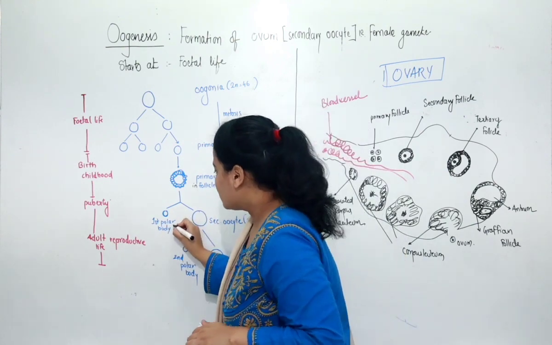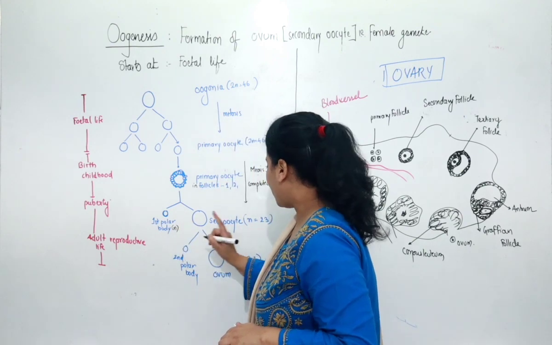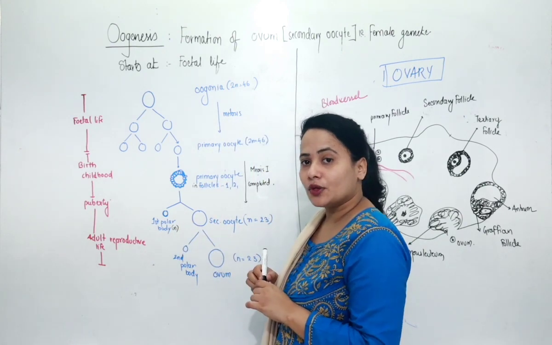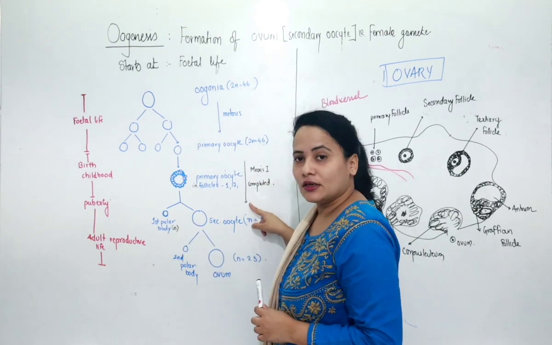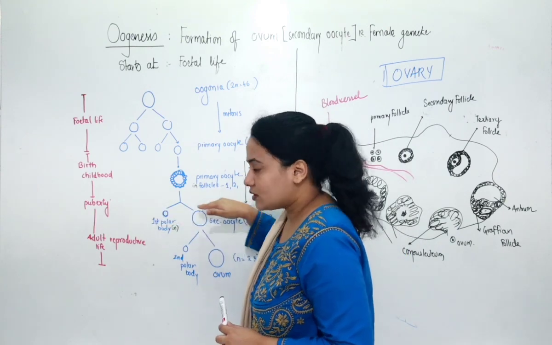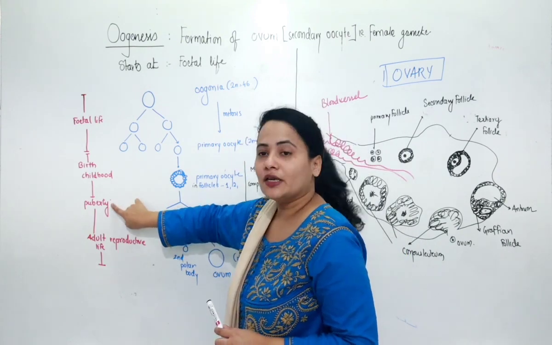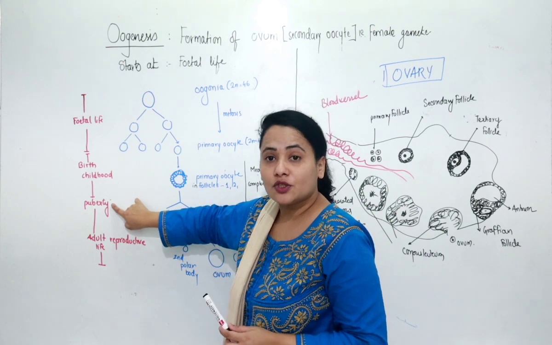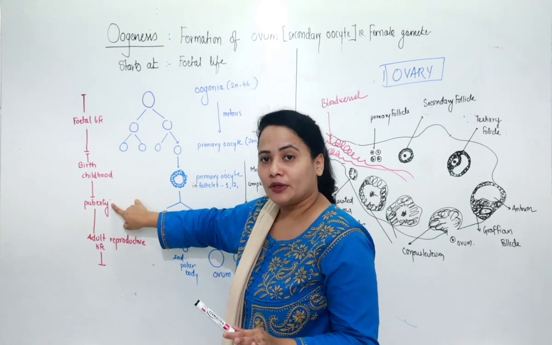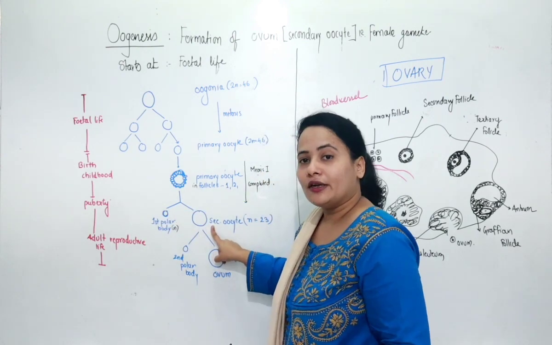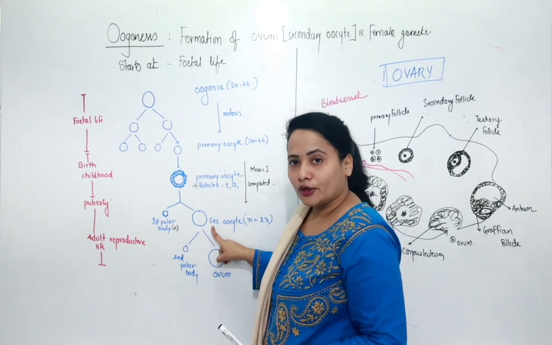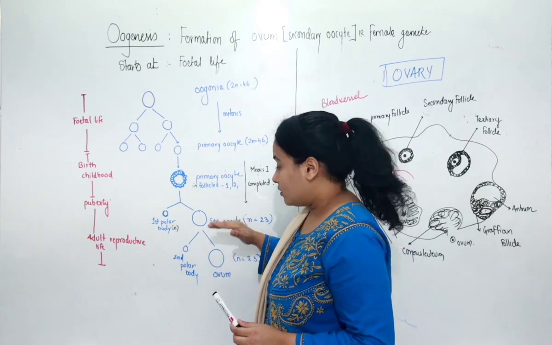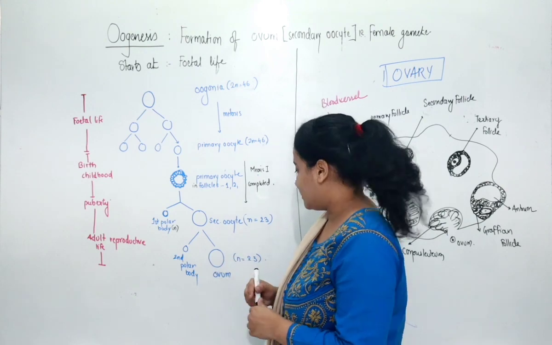So this ploidy level is haploid and this is also haploid, because we know that meiosis 1 is completed. And at what stage is this meiosis 1 getting completed? It is getting completed at puberty. Puberty means the female is now sexually mature. So this secondary oocyte is then released from the Graafian follicle. And then onwards, this division matters a lot now.